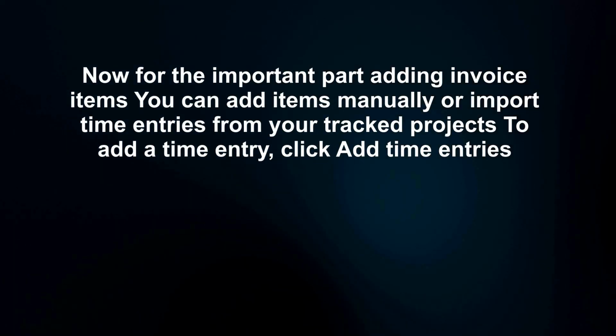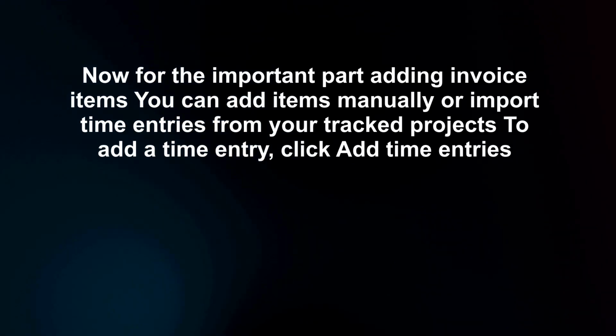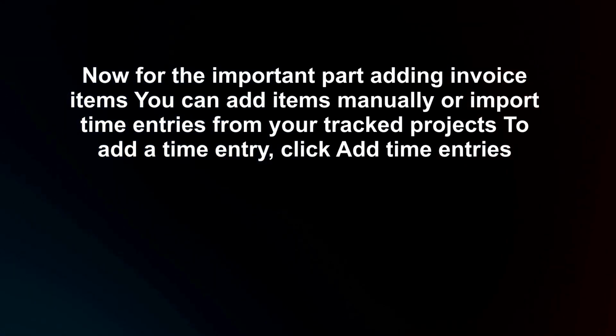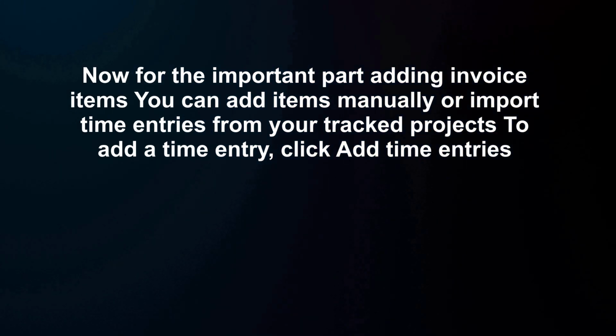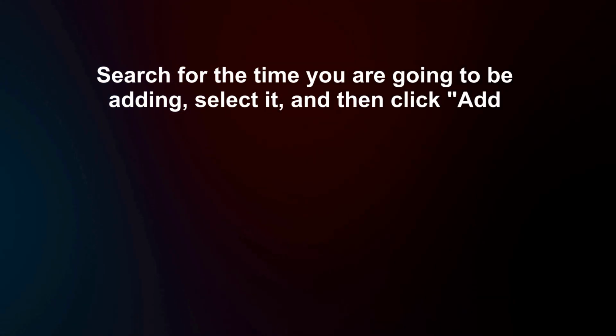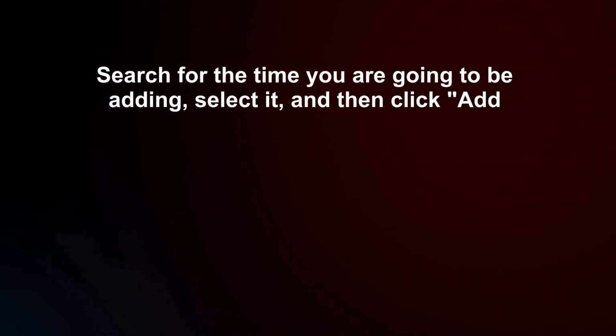Now for the important part, adding invoice items. You can add items manually or import time entries from your tracked projects. To add a time entry, click Add Time Entries. Search for the time you are going to be adding, select it, and then click Add.